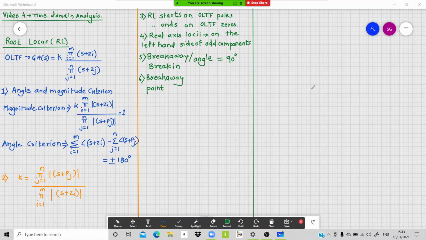See, two poles are moving towards each other. There is no other solution for them, and they are going to break at this point. So this point is the breakaway point, and they are going to break at 90 degrees. This is denoted by sigma b, and the formula is dk by ds equal to 0. The derivative of the gain with respect to s is equal to 0, and we know the value of k.